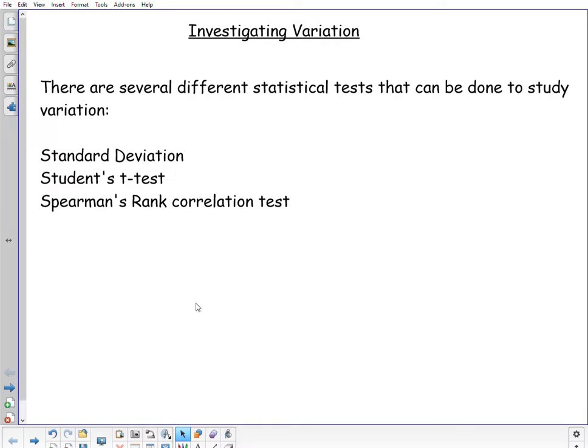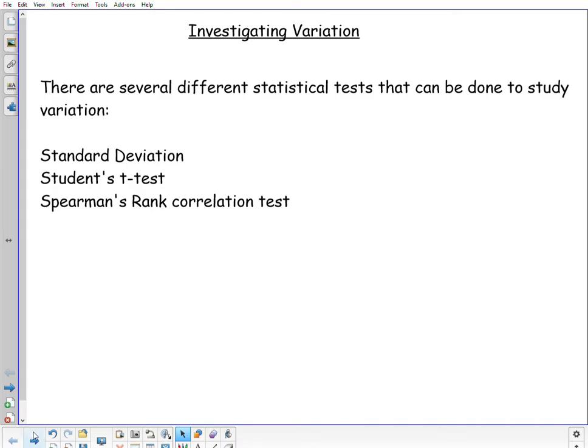Right, this is going to be the first of 3 videos talking about different statistical tests that you need to know about in biology. And the 3 are going to be standard deviation, the student's t-test, and the Spearman's rank correlation test. So we're going to start today by looking at standard deviation. Now you probably have done this in GCSE Maths, but it may be slightly different. So I will talk you through a few of the subtle differences.